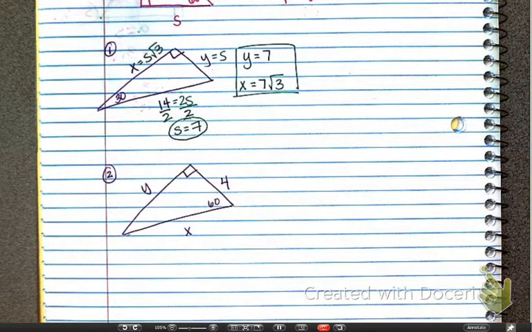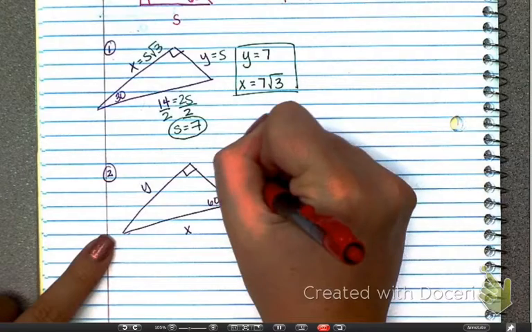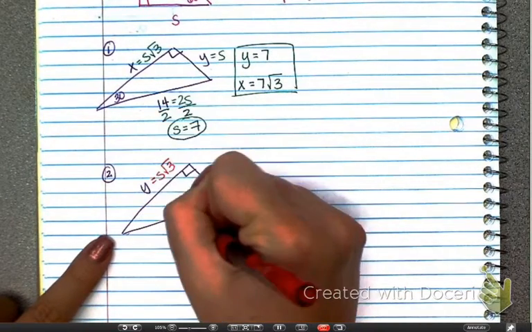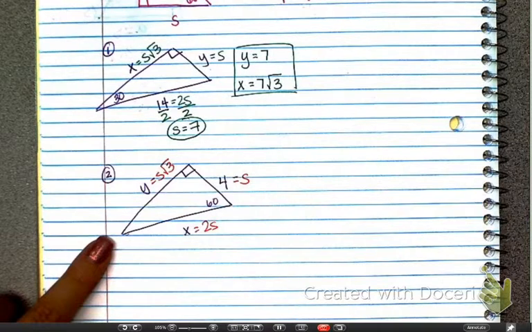Do we have labels done? Yeah? Okay, so if you labeled correctly, you should have S, S radical 3, and 2S. Do you have all that? Awesome. Solve for S.